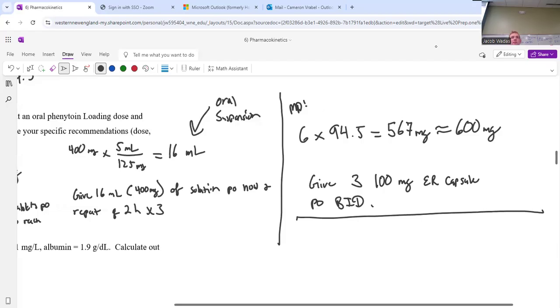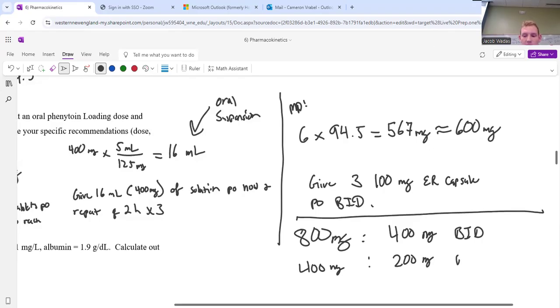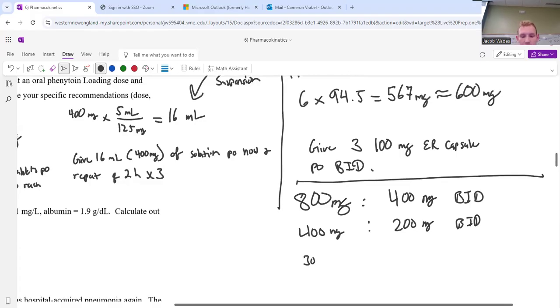Which makes no sense. I think it's just like you need an even number. So if you have 800 milligrams as your dose, you would do 400 milligrams BID. If you have 400 milligrams, you would do 200 milligrams BID. But if you have 300 milligrams, you can give 300 milligrams daily. That's the only one you can do at once. 300 is the cutoff. As soon as you go over 300, you gotta split.